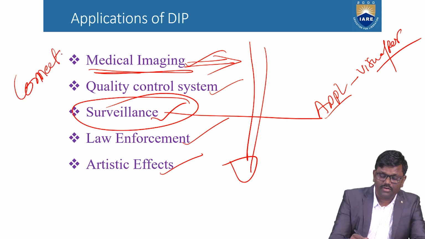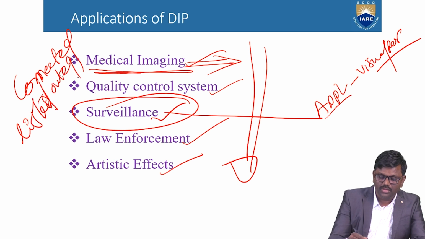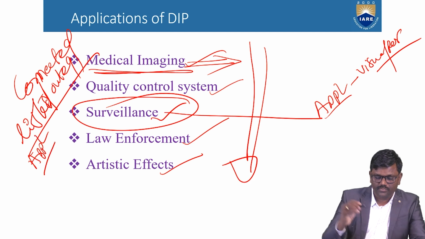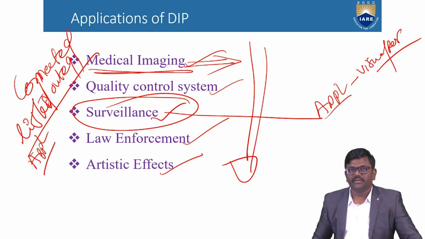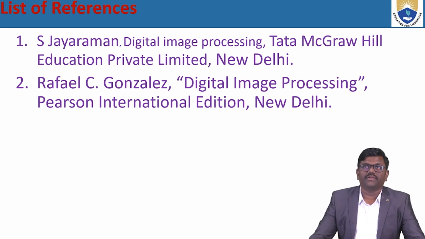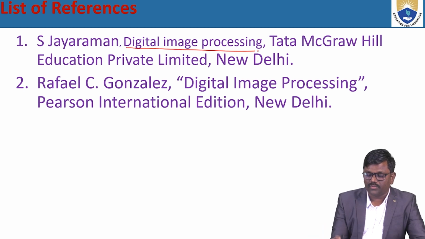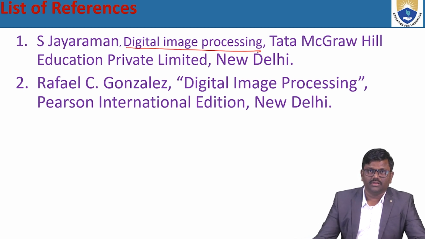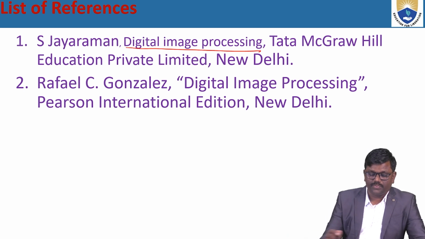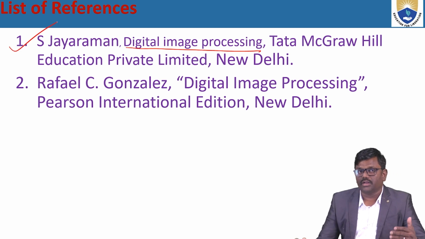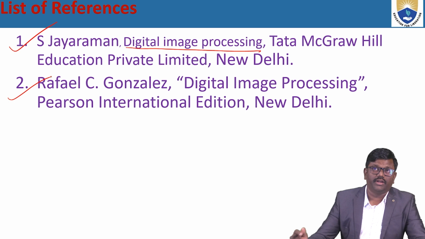Which we are connected here with the help of our listed applications. Okay, right? So coming to the list of references which we are using here, of course both are important prescribed textbooks, but mostly we follow the digital image processing textbook by S. Jayaraman only. So from this first textbook we mostly depend, and a few concepts also we take from the second textbook.